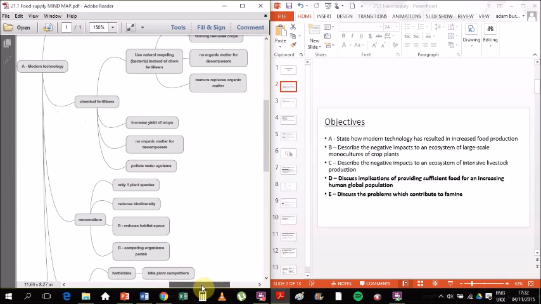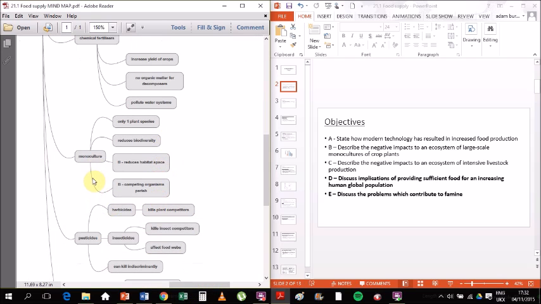I couldn't see the point of making a whole new part of a spider diagram for just objective B, because it fits quite nicely into here. Objective B is to talk about monoculture in a bit more detail. Basically, it reduces the habitat space of certain organisms, because if they're living in one area, let's say one type of plant, and then suddenly they're destroyed for a different type of plant that's going to be monocultured, they're going to have less habitat space to thrive.